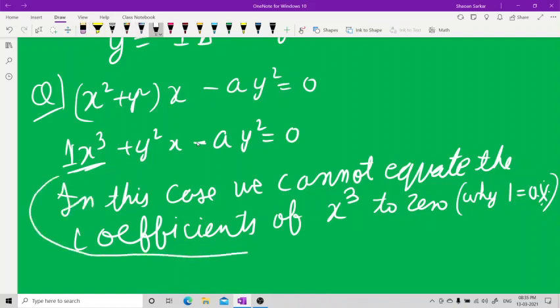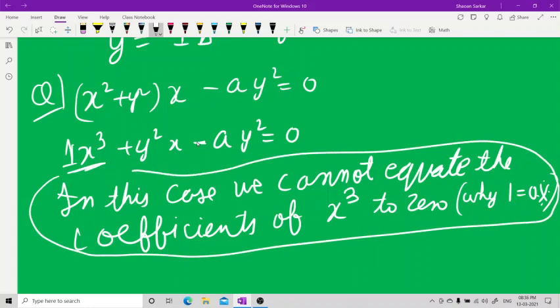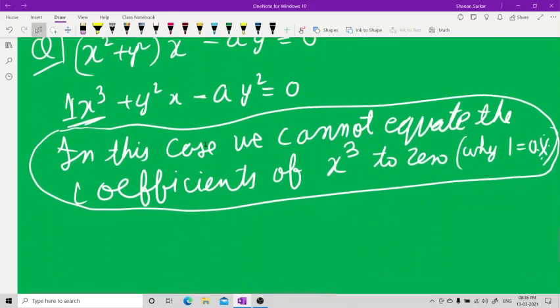Do not write this in the examination. No need. This I did for me in order to make you understand. Now here you will be able to find only your vertical asymptote.